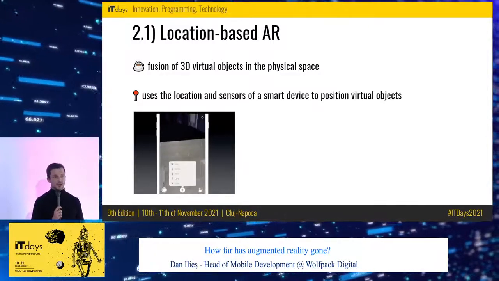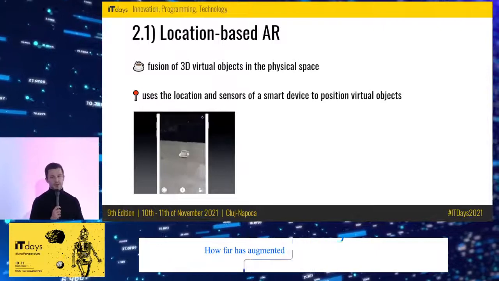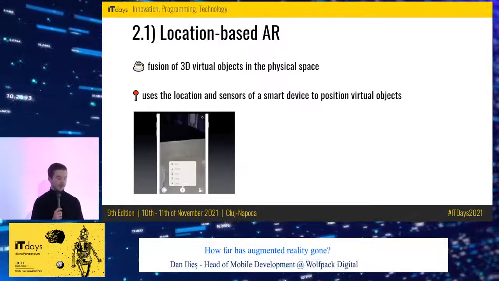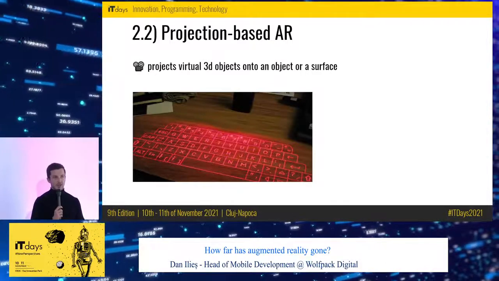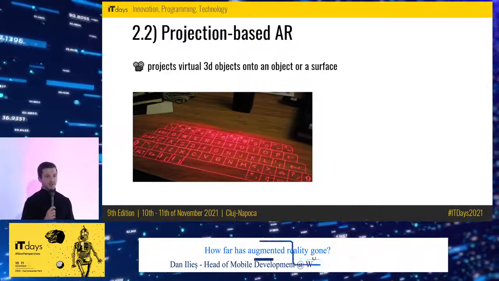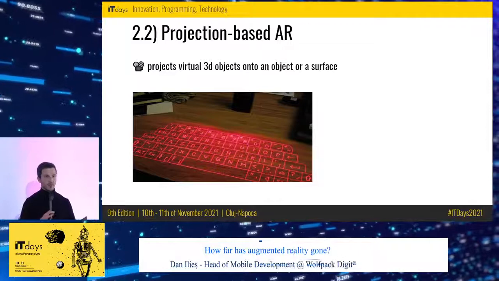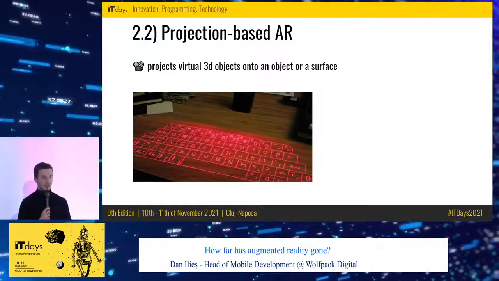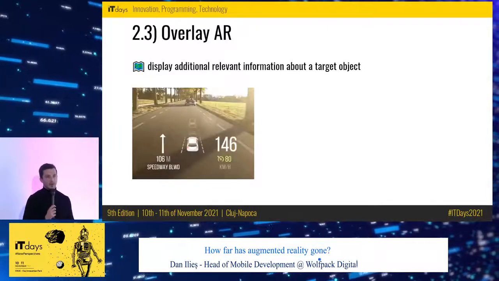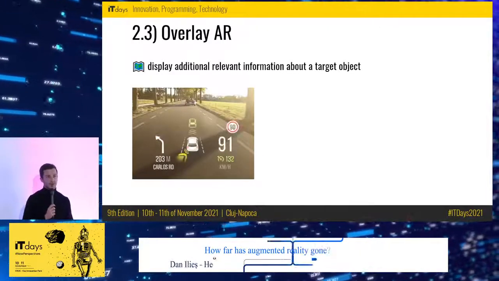and we can have location-based apps where 3D objects are placed at specific coordinates, or maybe where you detect some planes. Then we have projection-based augmented reality. This is when some virtual elements are projected on the real world, so not in a camera view like we saw before. Going next, we have overlay augmented reality.